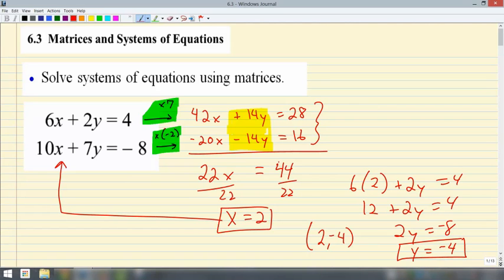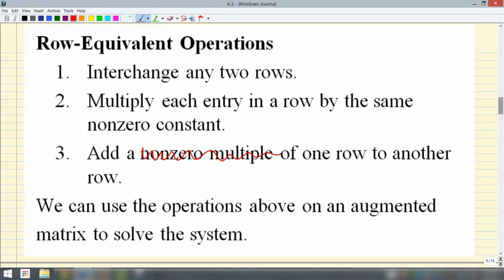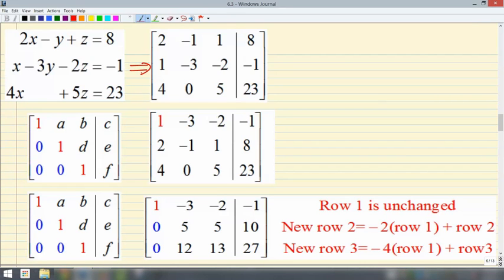So everything that we did here with equations, we're now doing with the same rules, but they're no longer in equation format, they're in matrix format. We can use these three rules on an augmented matrix to solve the system. First thing we're going to do is convert them into matrix format. So you're just going to grab the coefficients of x, y, and z and throw them in a matrix.